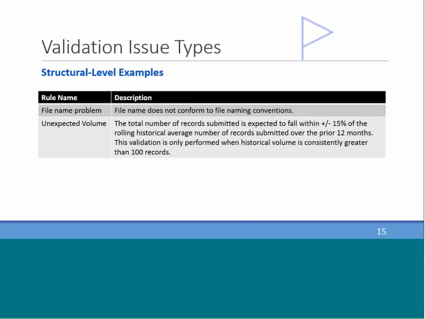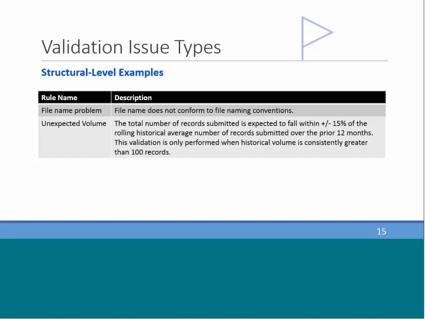The second example, unexpected volume, determines if the current submission's volume falls within plus or minus 15% of the rolling historical average of records submitted over the prior 12 months. So if you've been a data submitter to MHDO for at least the past year, we're coming up with a rolling average that we're going to compare your recent month or quarterly submission to. This validation is only performed when historical volume is consistently greater than 100 records.